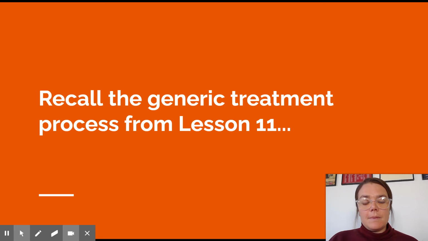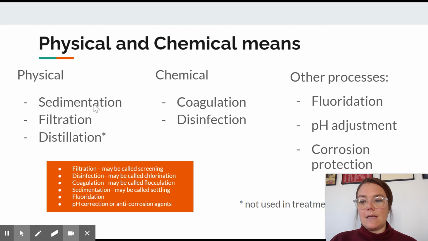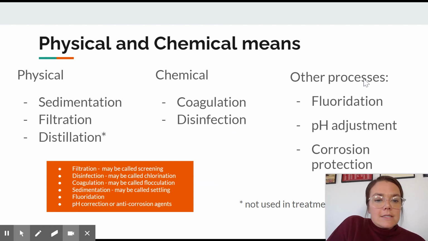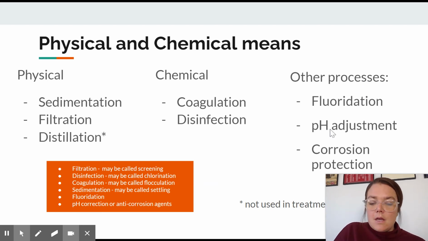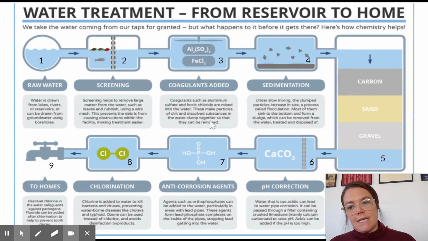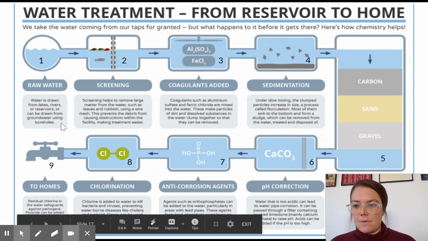So if you remember last lesson, in lesson 11, we went through the generic water treatment process and we talked about some of the steps and processes that are happening to not only clean our water, but also make sure that it is high quality and safe for us to consume. So we talked about some physical processes that happen, including sedimentation and filtration. We talked about chemical processes, coagulation and disinfection, and then other processes to make sure the water is at a quality that we need it to be, including adding fluoride, adjusting the pH, and making sure that it is not corrosive.